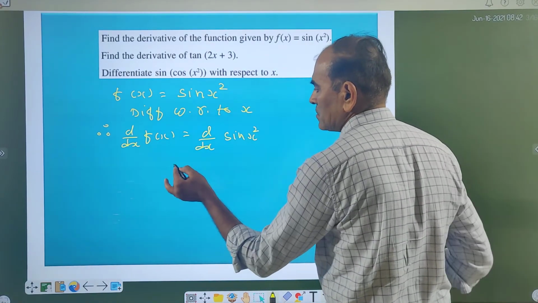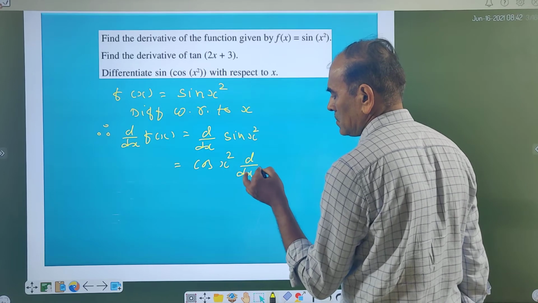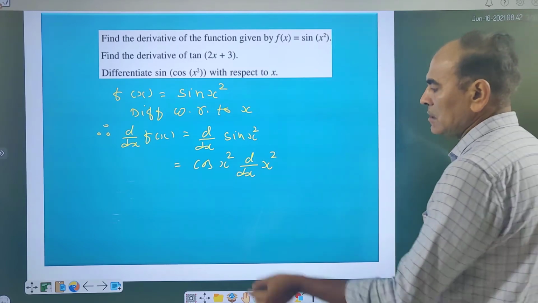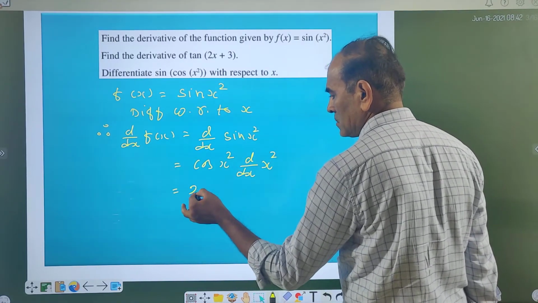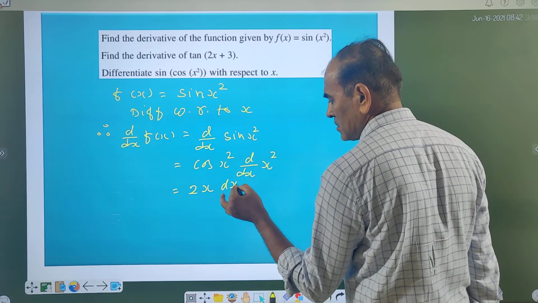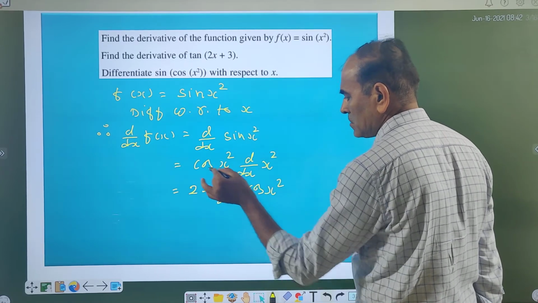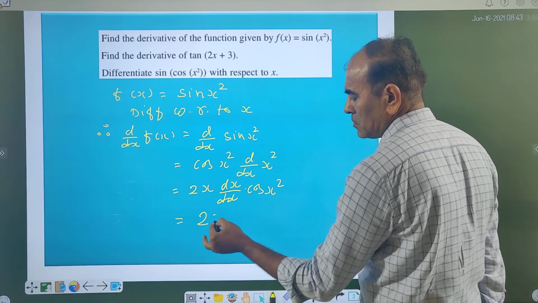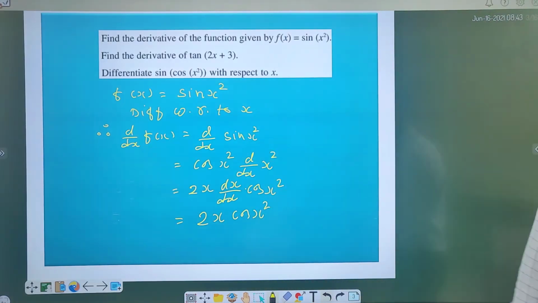Sine of some function, cos of some function, d by dx of some function. And what is d by dx of some function? Right, last derivative first. Some function squared, 2 times some function, d by dx of some function. Rest of the part as it is, cos x squared, but that comes out 1. So 2x into cos x squared. This is the derivative of sine x squared.